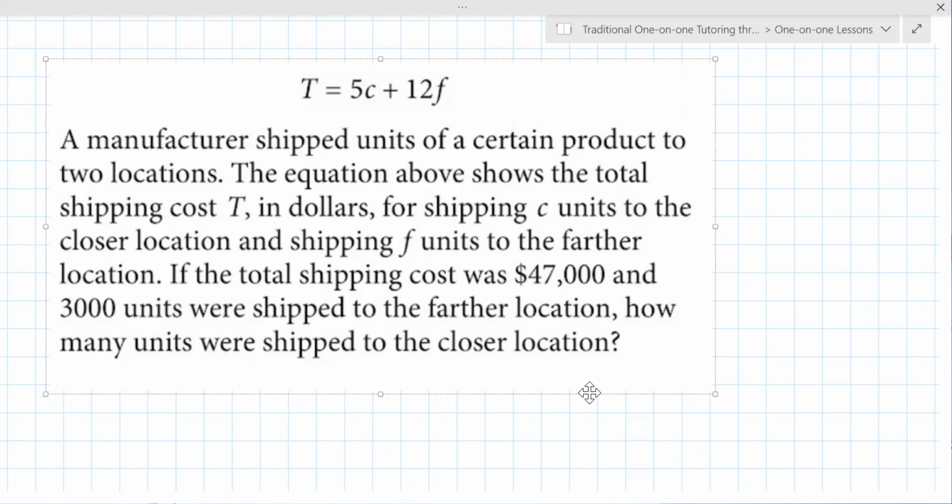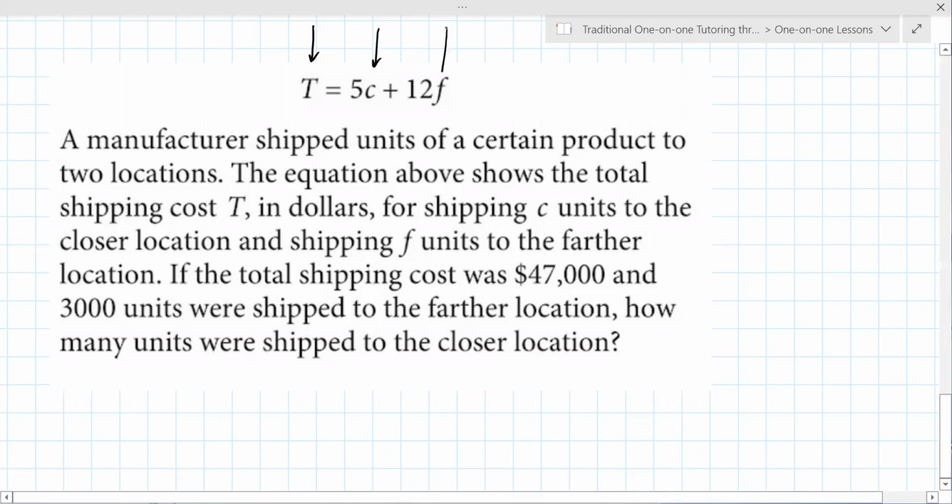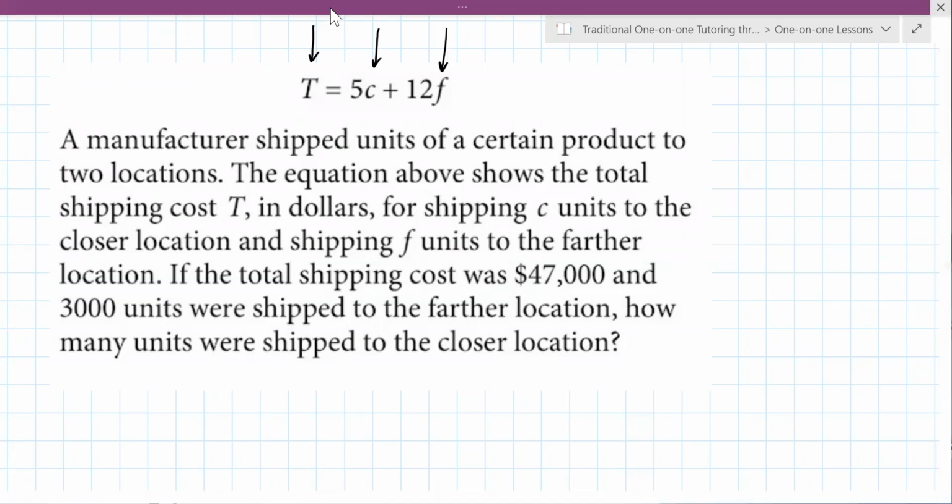Do you plug it into the equation at the top? Yes, you almost always use the given equation. Now, to use the given equation, you need 2 of the 3 variables. Are you given 2 of the 3 variables? Wait, yes. Okay, which 2 of the 3 are you given? You're given the total, which is $47,000. Agreed.